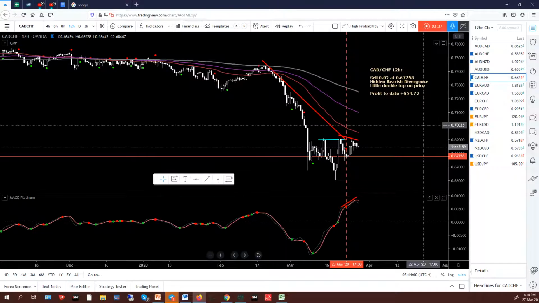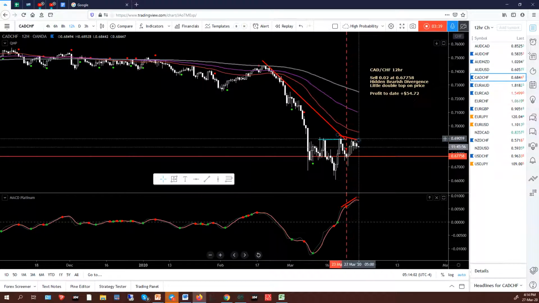CAD Swiss in a sell down here. It's gone against me. It's not the end of the world. I could probably extend this blue trend line a bit.